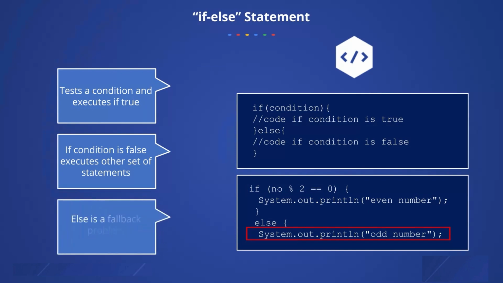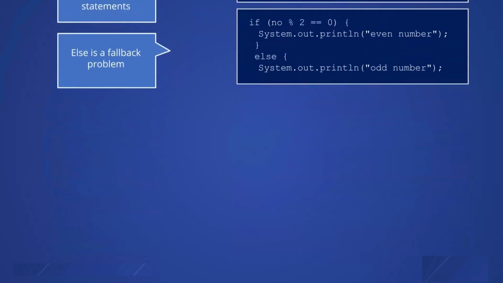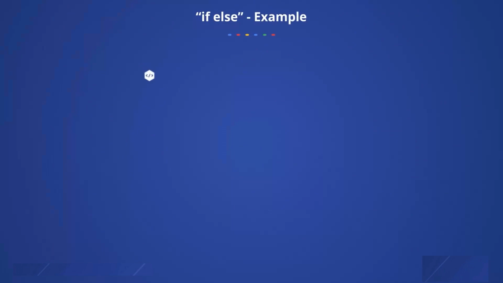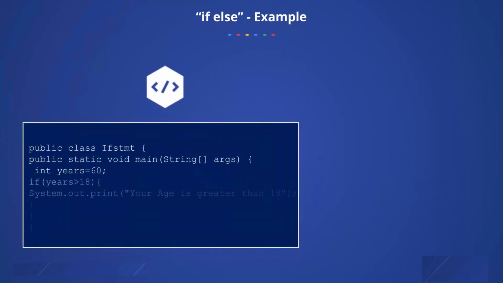So else is like a fallback. Whenever the if condition doesn't satisfy, it directly comes to this else and executes whatever statement is there. You can always call it a fallback statement or an otherwise. Now how do we solve this? Even the years problem which we have seen here could be solved by else, where if years is greater than 18, you can put system.out.println your age is greater than 18.